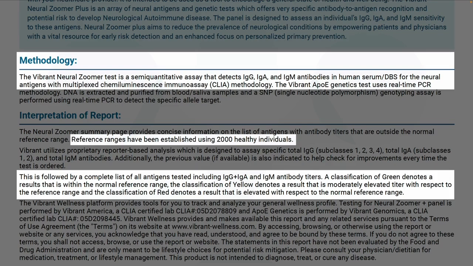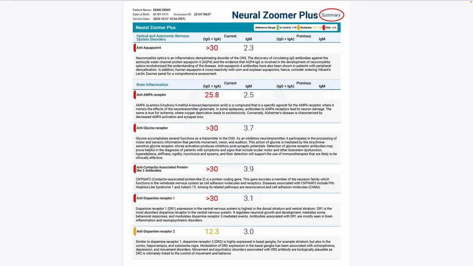And also the part where it says, a classification of green denotes the result that is within the normal reference range. The classification of yellow denotes a result that is moderately elevated with respect to the reference range. And the classification of red denotes a result that is elevated with respect to the normal reference range. The summary shows the elevated and moderately elevated results along with the interpretive comment.